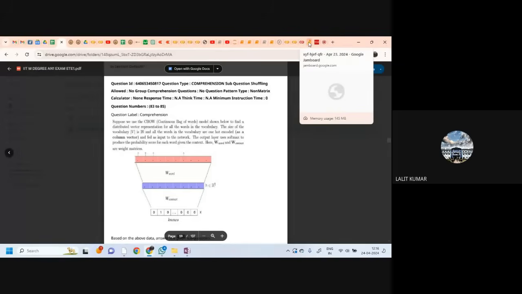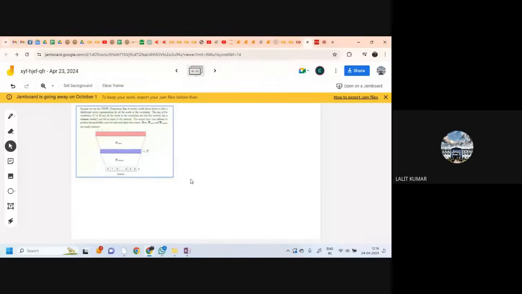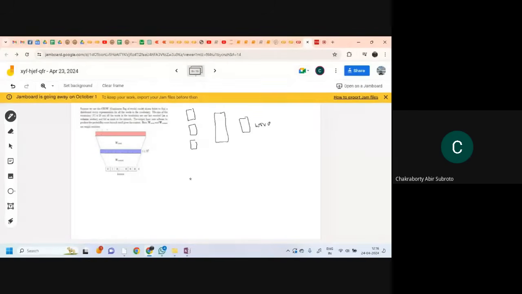So we know the CBOW concept. The CBOW concept is we feed context words. This is the input layer, and we maximize the probability of one word. This is CBOW. Here is the word's context and here is the target word.